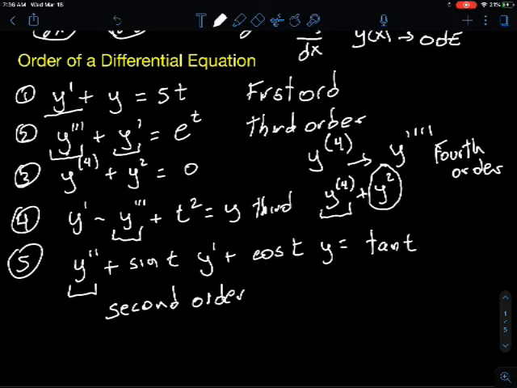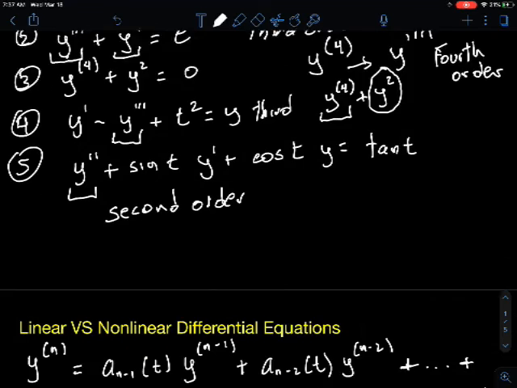Okay, one more time. The way you identify the order of a differential equation is just to look for the variable with the highest derivative. Okay, let's continue to the next topic.